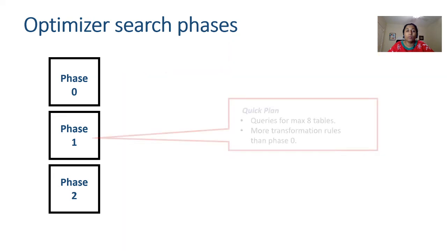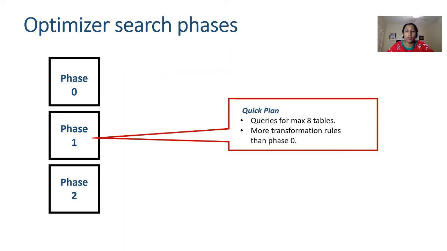Now phase 1 is also known as the full quick plan. These execution plans are created for queries with a maximum of 8 tables in them. More transformation rules are needed than in phase 0.